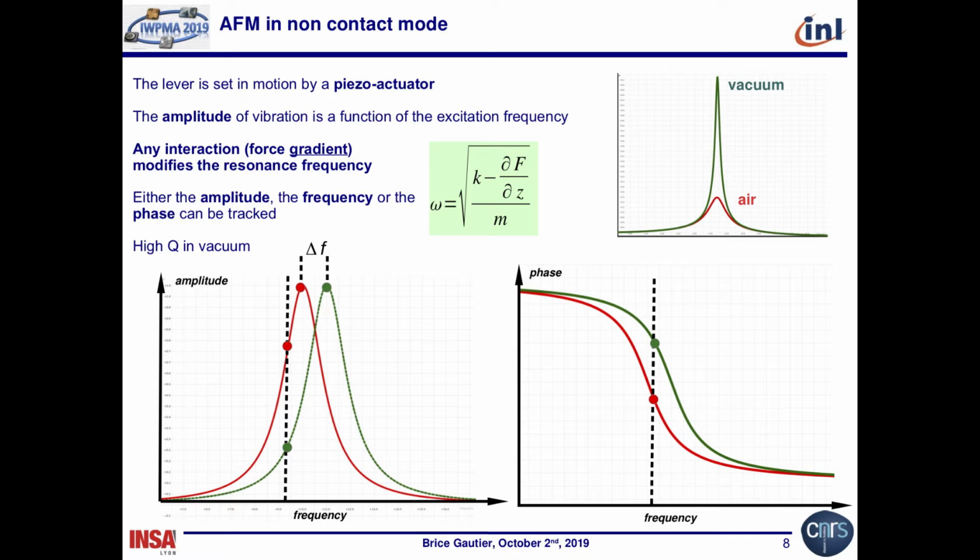If you keep the amplitude constant, by adjusting the distance between the tip and the sample, then you get the topography of the sample. This is a different manner to proceed, and this is called the non-contact mode. Of course, it depends on the environment. The quality factor of this curve depends on the environment. You can also measure the phase instead of the amplitude. Most of the time, you measure the phase in vacuum.